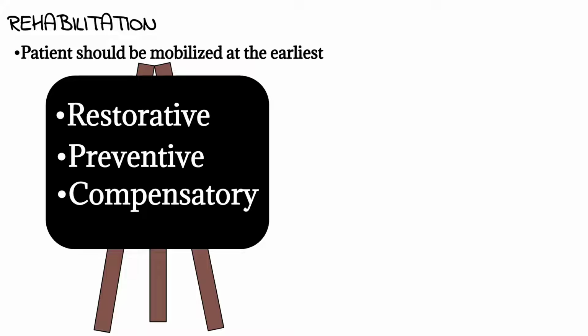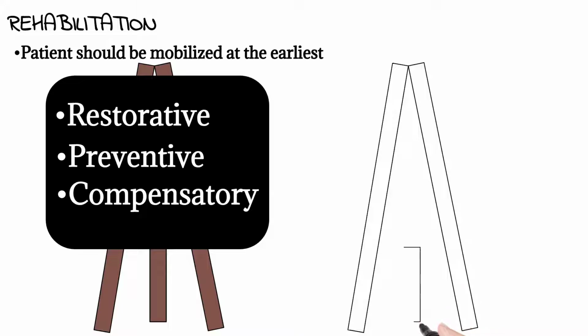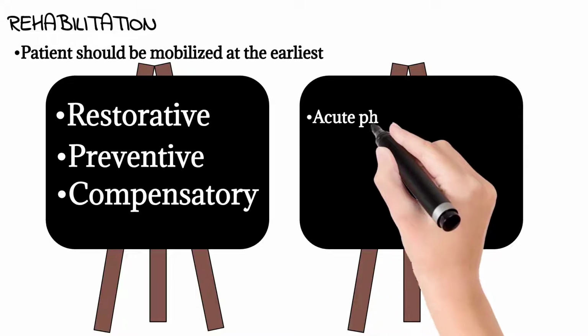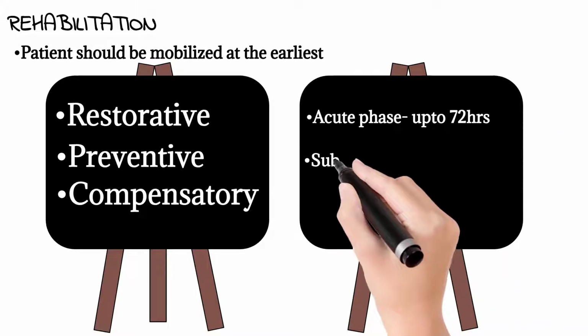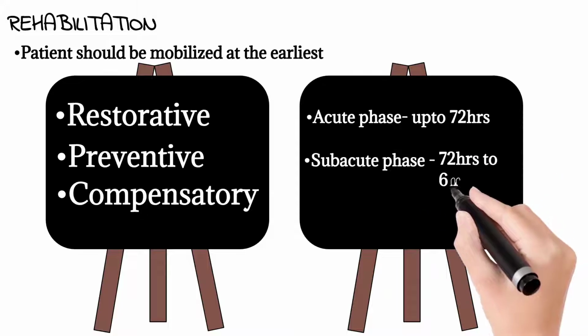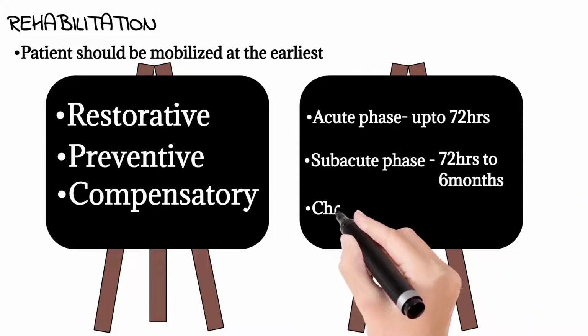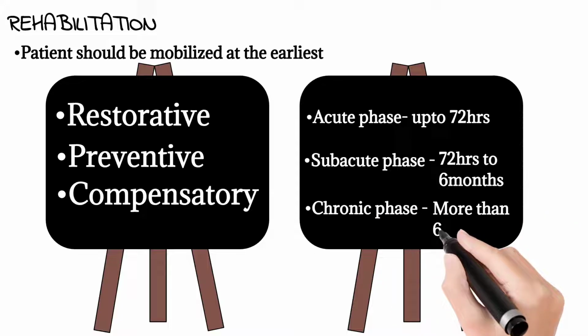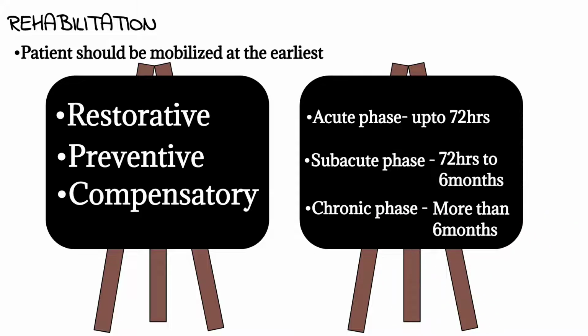Then last, coming to the phases of rehabilitation, there are three phases. First 72 hours are considered as the acute phase. Then the subacute phase ranges between 72 hours to 6 months from onset. Whereas the chronic phase starts from 6 months onwards. Out of these, the acute and subacute phase rehabilitation is critical for the patient's recovery.